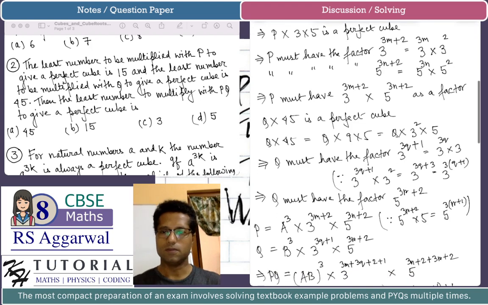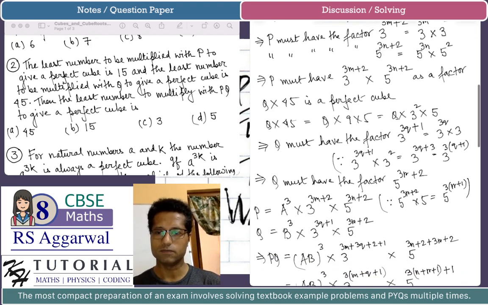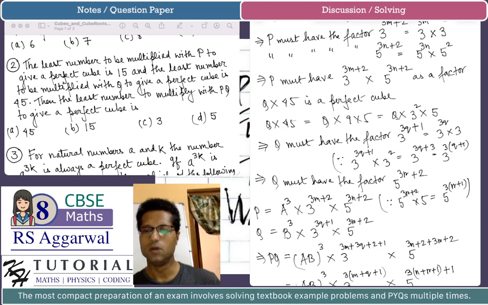By similar logic, Q must have the factor, since 45 is the least number to be multiplied with Q, and 45 is 9 into 5. 9 means 3 square. So 3 square into 5. So this means the number Q must have a factor of 3 which is not part of any triplet. So the power of factor 3 in Q must be of the form 3 to the power 3q plus 1, where q is a natural number.